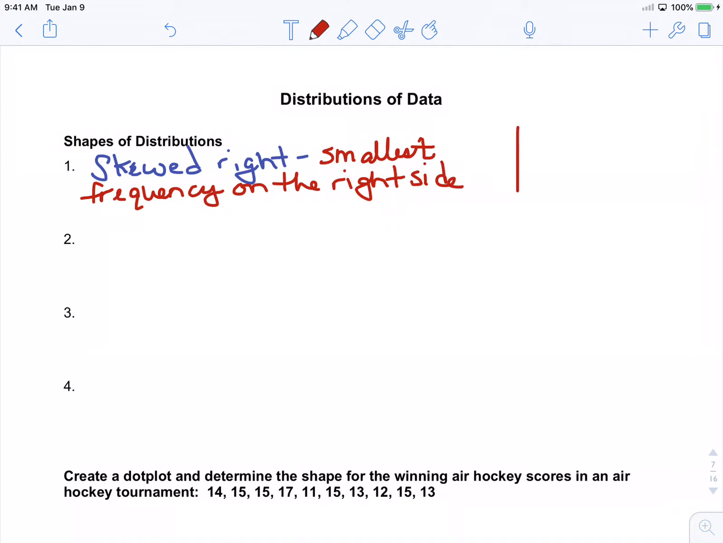So just making a little sketch here, if this were my graph, most of the data would be on the left side, and the smallest amount, the shortest amount, would be on the right side. So if this was a curved graph, which we'll look at throughout the chapter, I would have most of the data points plotted to the left. So skewed right, the smallest amount of data is on the right side.